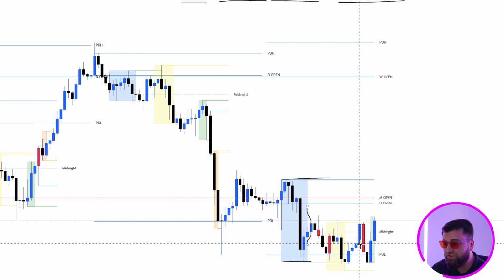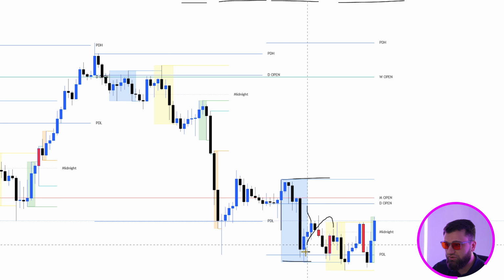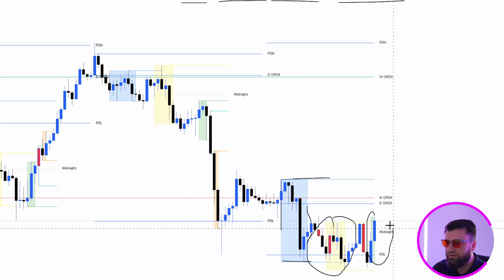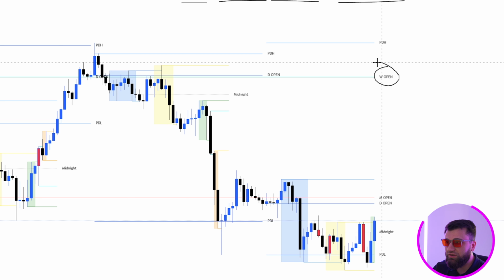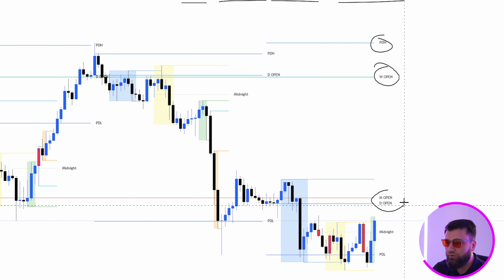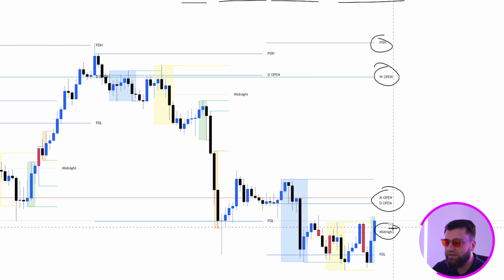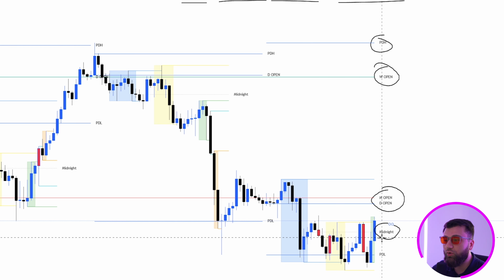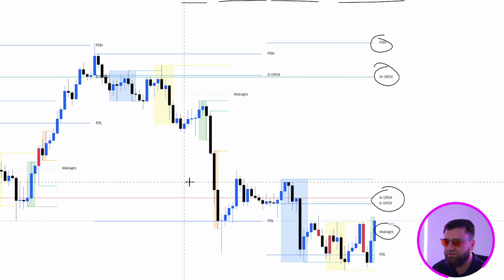Right here, this is for the Asian session, and then you will have the London session, which is right here, and right here the New York session is starting. Furthermore, you will also have the weekly open, the PDH, the monthly open, daily open, and the midnight, and so on and so forth. And these levels will be our area of interest to take the trades off of.